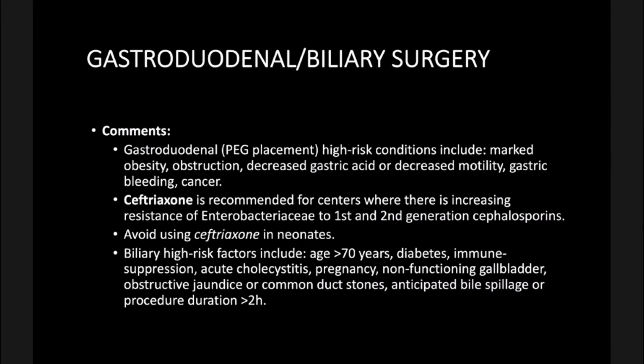More on gastroduodenal and biliary surgery, like PEG placements, in high-risk patients, you should give prophylaxis as well. Ceftriaxone could be used in centers where there's increasing resistance of Enterobacteriaceae to first and second generation cephalosporins, because we usually give cefazolin or cefoxitin.